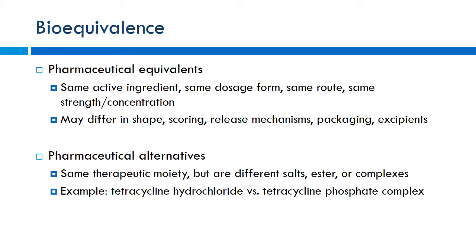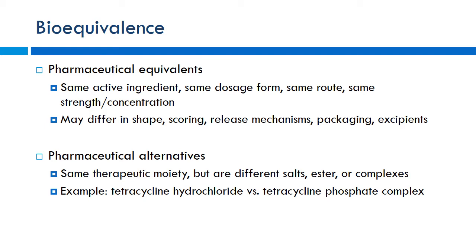So on the next slide, we mentioned that pharmaceutical equivalents are going to have the same active ingredient, same dosage form, same route, same strength, but this is where they can differ, like in their shape and the scoring. When I say scoring, what does that mean? If you look at a tablet and you notice there's a line down the middle of it so you can break it in half, that's scoring essentially. Release mechanisms, the packaging, the excipients, all that stuff can differ, but the actual pharmaceutical product itself is going to be the same there. So those can be pretty much interchangeable for the most part.